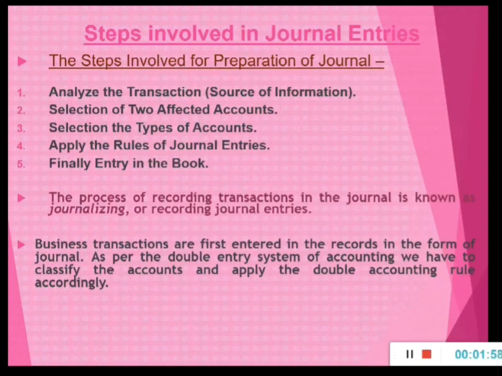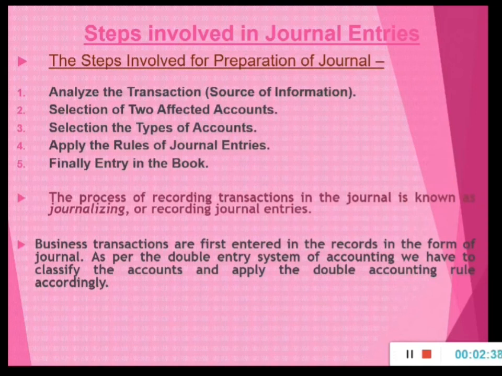Now we are going to discuss the steps involved in journal entries. Mainly there are 5 steps involved in the preparation of a journal. The first step is to analyze the transaction. The second step is selection of the 2 affected accounts. In a transaction there will be 2 accounts affected, that is, one item will be debited and one item will be credited.